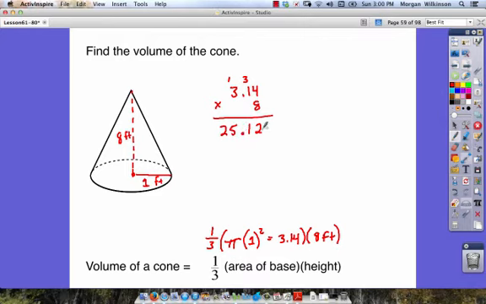We get 25.12. Now we're going to have to take that answer of 25.12 and divide it by 3, because that's the same thing as multiplying by 1/3. So 25.12 divided by 3. 3 goes into 25 8 times. That's 24. We've got 1 left over, and we bring down our other 1. Decimal point moves straight up. 3 goes into 11 3 times. That's 9. With 2 left over, we bring down our other 2.